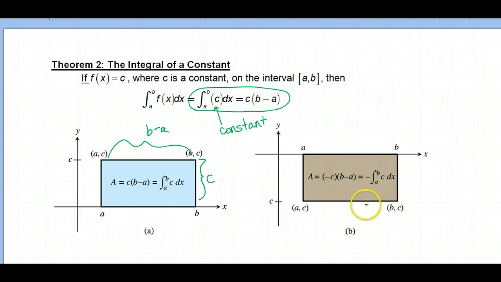What happens if it goes below the x-axis? It just ends up being an integral with a negative result.